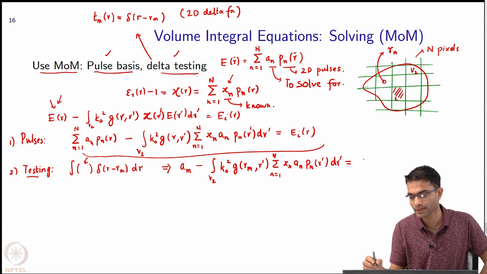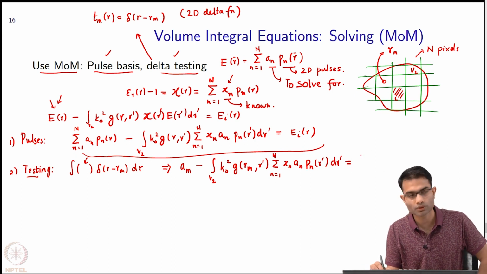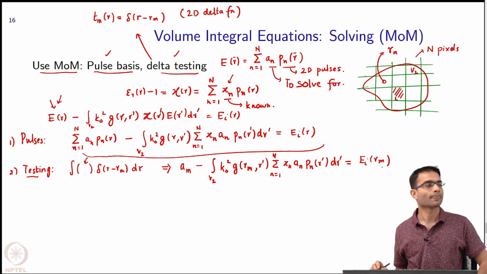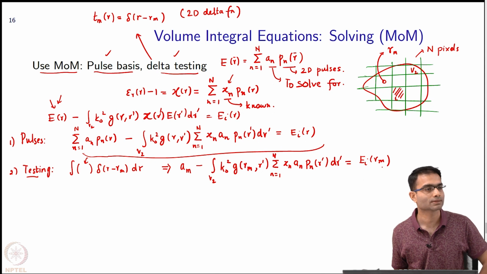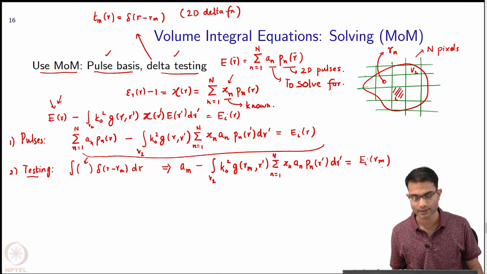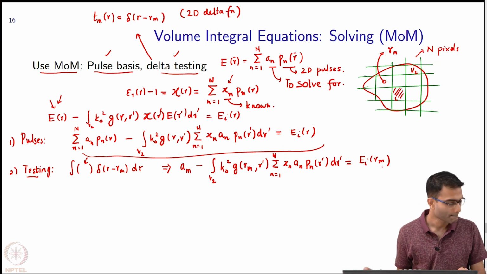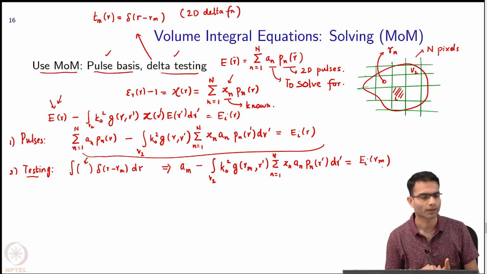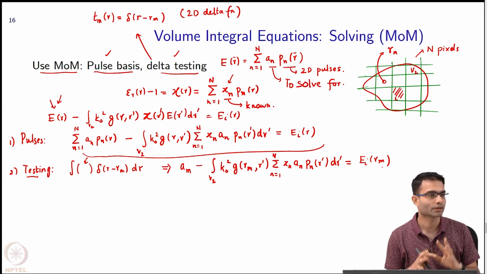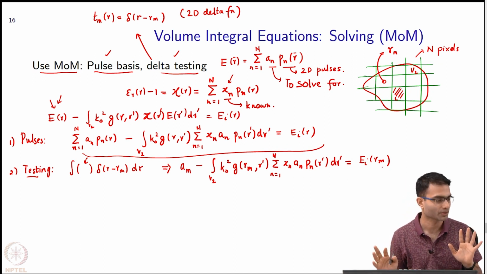What happens to the right hand side? It is also involved in the testing. E^i of r_m. Excellent. So, this is what pulse basis and delta testing has done to our equation. Can I solve this equation? It looks a little complicated, but in principle it is clear. There are knowns and there are unknowns. I can solve this equation over here.